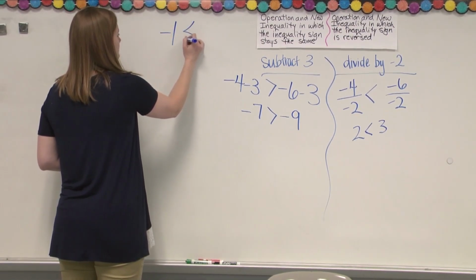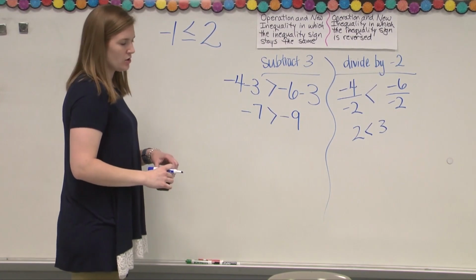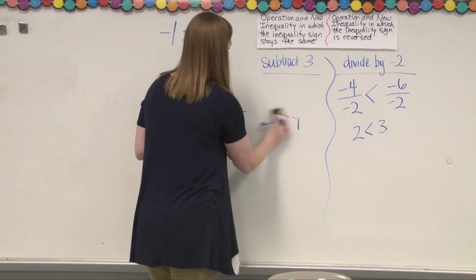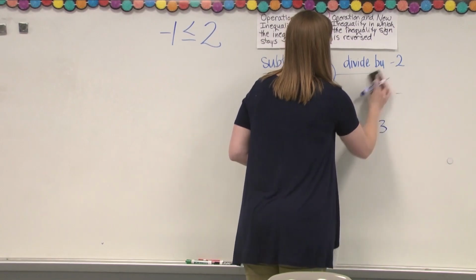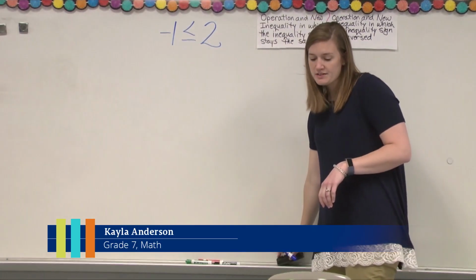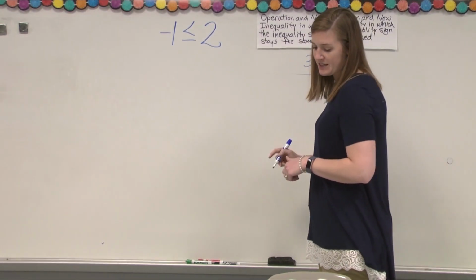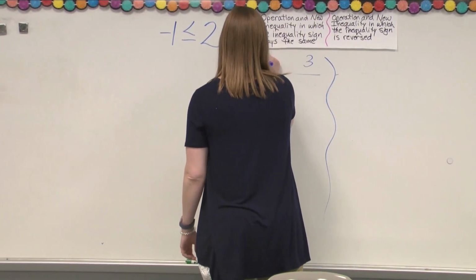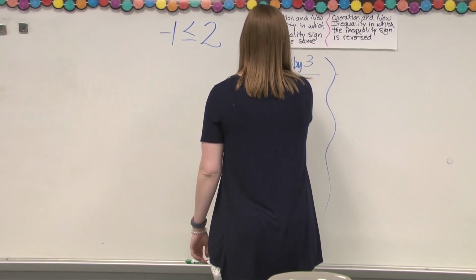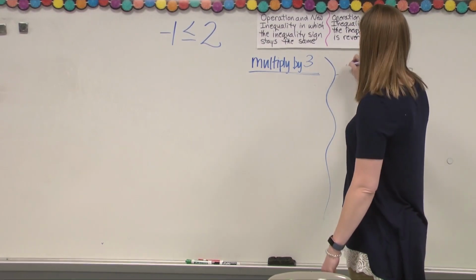-1 is less than or equal to 2. Go ahead and write that one down. So this time, we're going to be multiplying both sides by 3. We're also going to be multiplying both sides by -1.